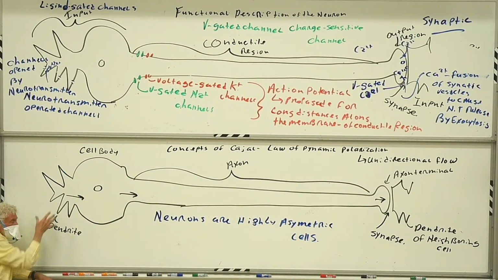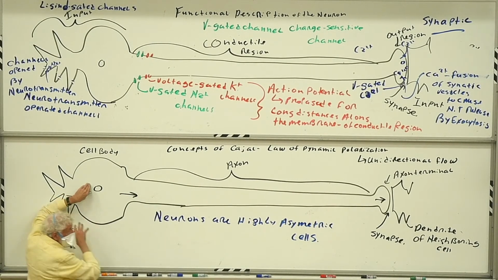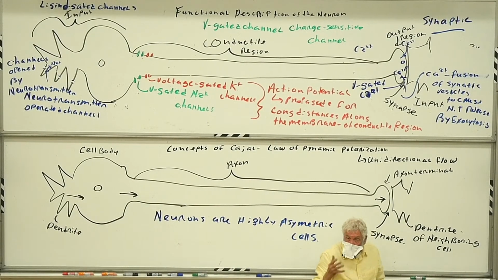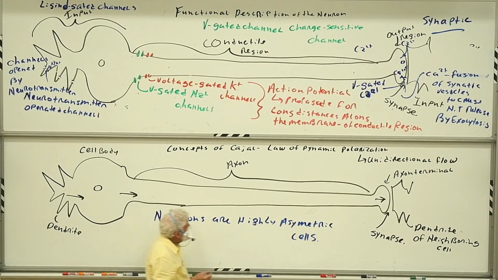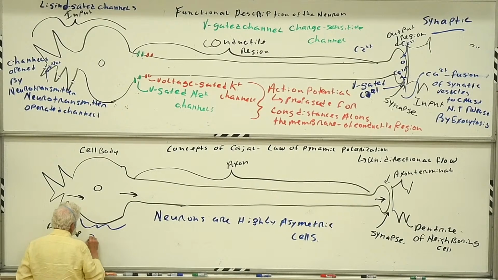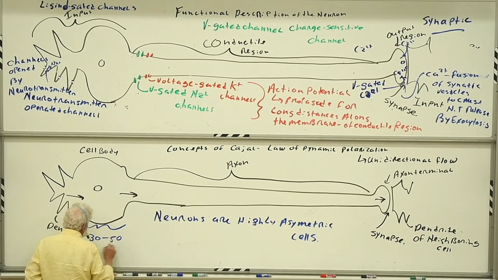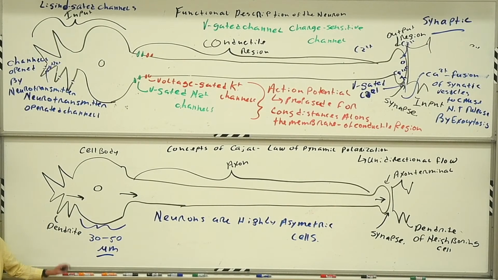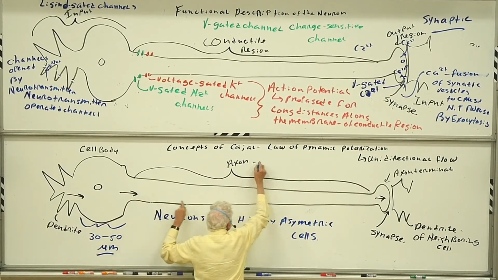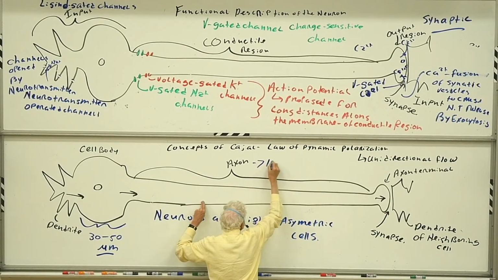And we get a sense of that even from my crude drawing, in that this cell body is here and the axon terminal is way out here, a long distance away. It's not unusual in the nervous system to find a neuronal cell body that has a diameter of 30 to maybe 50 micrometers. Now remember, a micrometer is a millionth of a meter, so this is pretty darn small. And yet, the length of this conductor region, the length of this axon, can be greater than 1 meter.